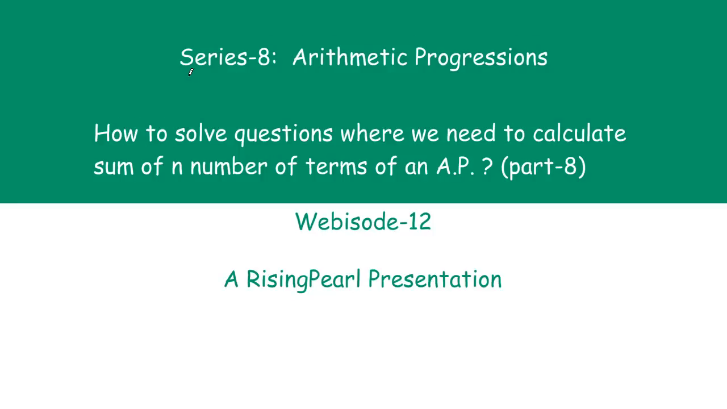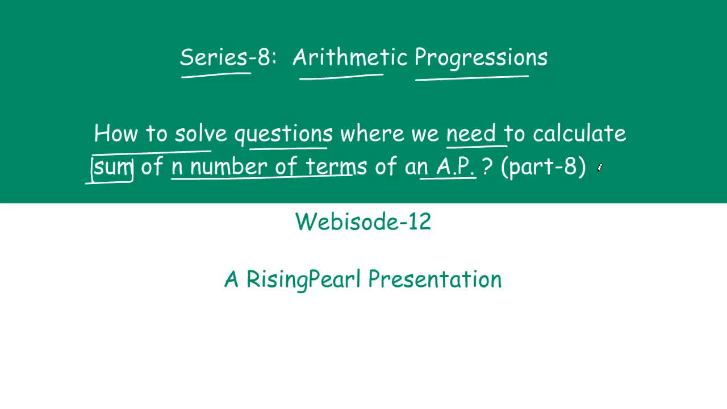Today we are talking about Series 8 where we are learning a great deal on arithmetic progressions. Friends, this is webisode number 12 and today we are going to continue to find out how we solve questions where we need to calculate the sum of n number of terms in a given AP. This is part 8 and like we have seen earlier we have covered 7 parts. Each part we looked at in detail different types and flavors of questions that you may get on arithmetic progression, and this is just a continuation.